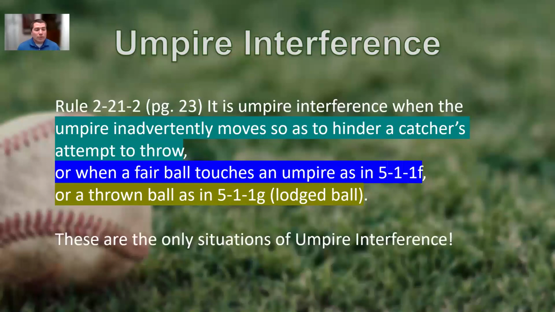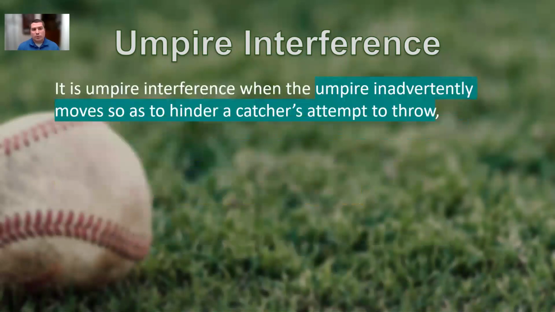So these are the only three scenarios for umpire interference as defined in Rule 2. And Rule 2 is the definitions for all of the terminology. So if it's defined this way in Rule 2, that's what it is. There are only three ways that there can be umpire interference. So let's talk about the first one.